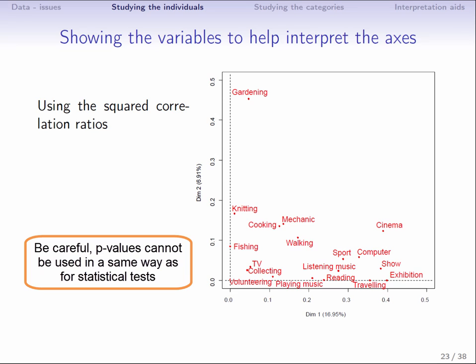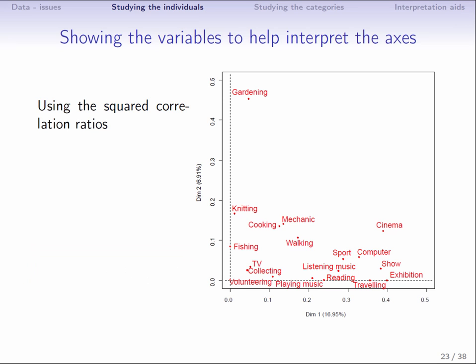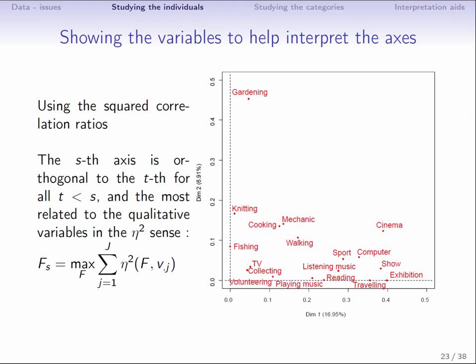We also make note of a very interesting property. MCA looks for principal components that are as related as possible to the variables in the dataset in terms of squared correlation ratio. Concretely, to find the S dimension, we look among the orthogonal directions to the previously found dimensions for the one that's most related to the variables of our dataset, where most related means the one that maximizes the sum of the squared correlation ratios.